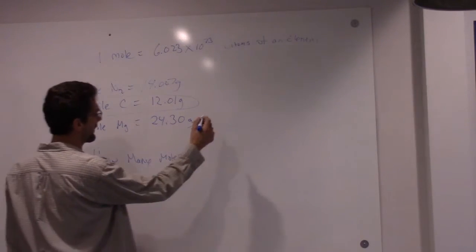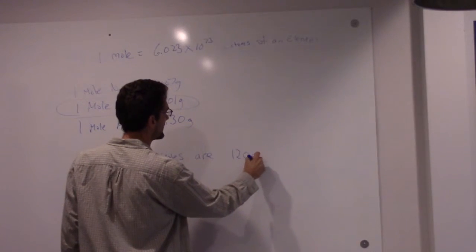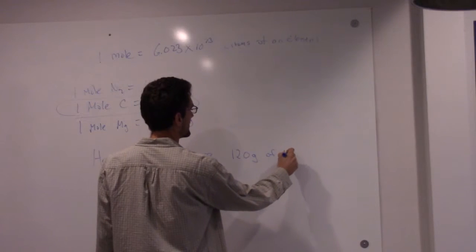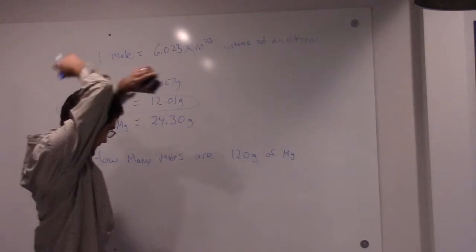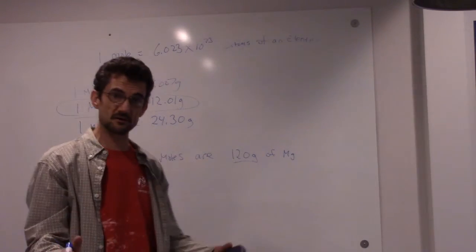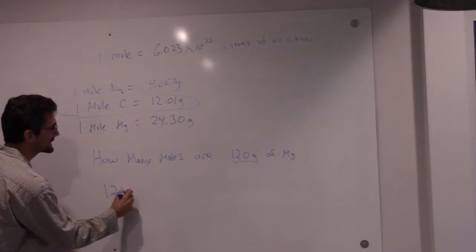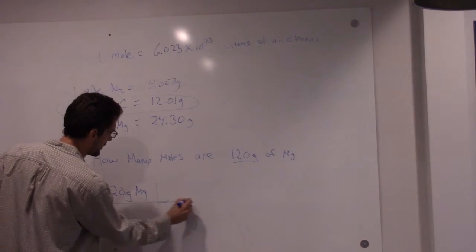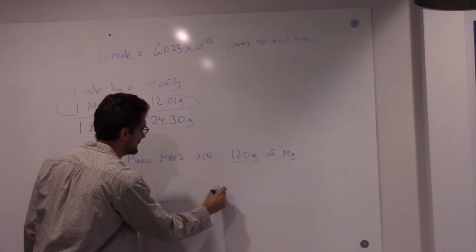How many moles are in 120 grams of magnesium? Oh my gosh, what are we going to do? Well, we're going to start, what are we given? We're given 120 grams of magnesium, so we're just going to write that down. Now, they want to know moles, right? So we have to end with moles up here.